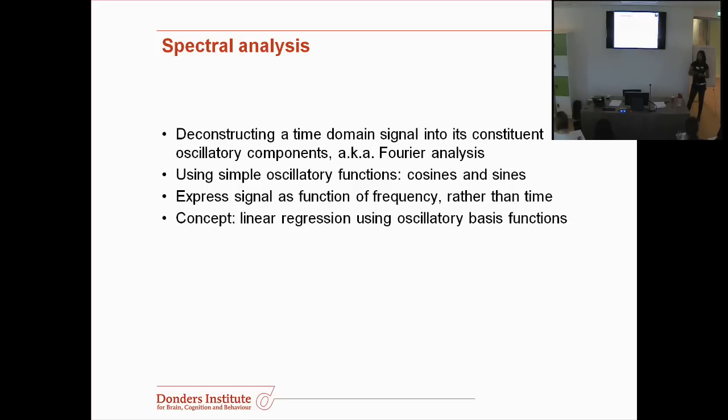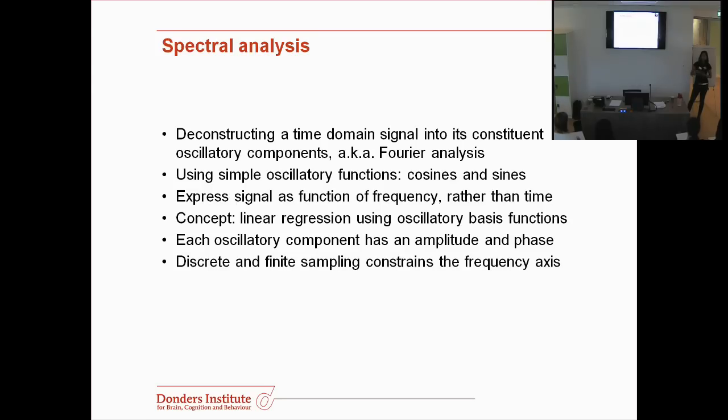So we've talked about spectral analysis as bringing your signal from the time domain into the frequency domain using basis oscillatory functions. And in doing so, you're expressing your signal as a function of frequency instead of time. We also discussed that you can consider spectral analysis as linear regression using oscillatory basis functions to say how well these basis functions fit your signal. And that each oscillatory component has an amplitude and a phase value. Now with these things in mind, another thing to keep in mind when you're doing spectral analysis is that the discrete and finite nature of sampling of your data puts certain constraints on your frequency axis.